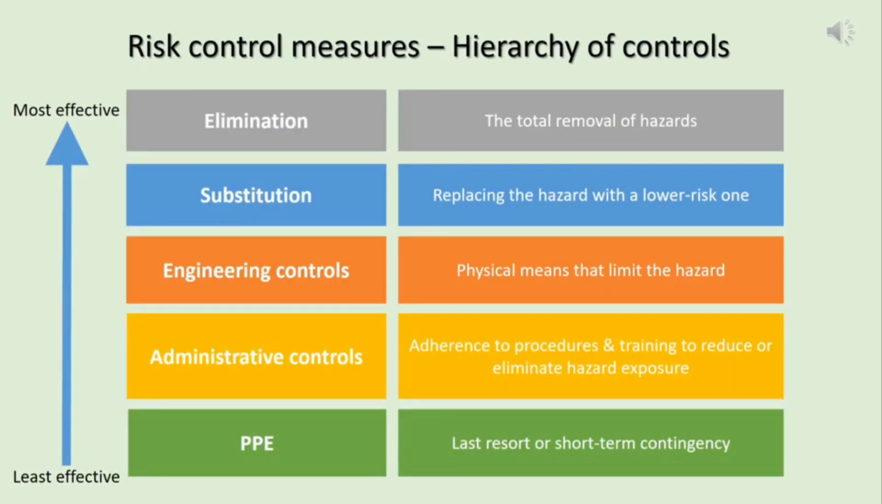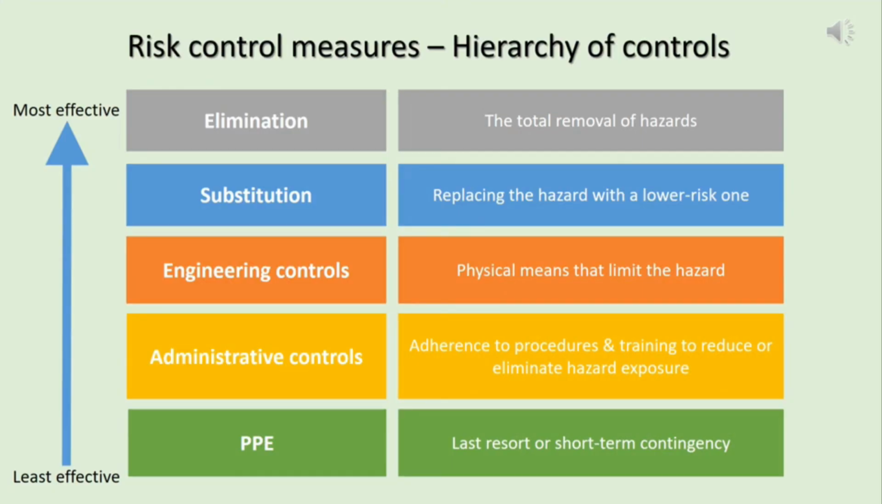This slide is to recap the hierarchy of controls in the risk control measures. I'm sure you have seen this in your topic 2 and topic 3 as well. In the hierarchy of controls, elimination is the most effective risk control measure. That means if we can totally remove the hazard. Sometimes it might not be possible actually. Substitution means can we replace the hazard with a low risk one?